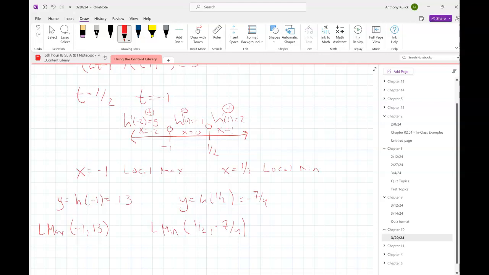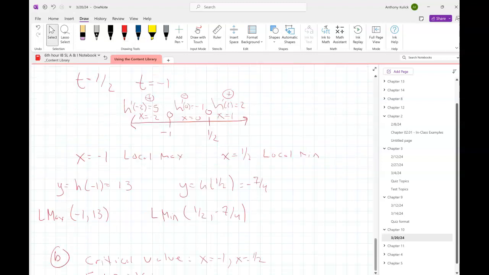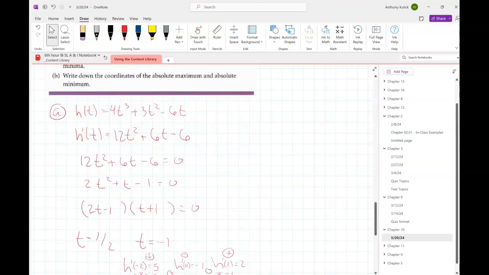So far, so good. Now for part B, it asks for the absolute max and min over the interval. So in addition to checking the locals, we also have to check the endpoints of the interval. So we have our critical values of negative 1 and 1/2 that we found previously. We also have to check the endpoints of our interval, which were, what were they? Negative 3/2 and 2.